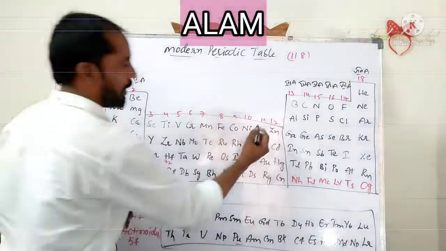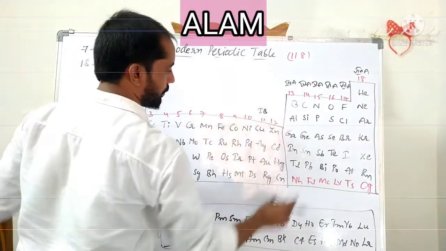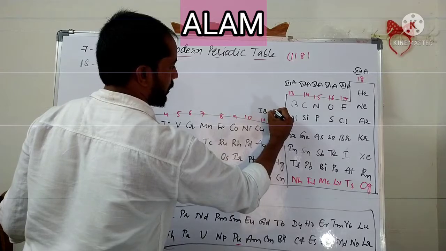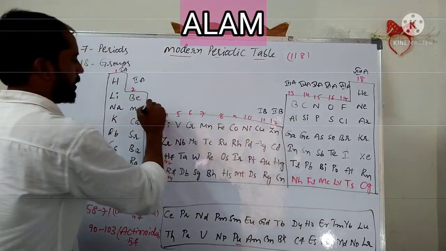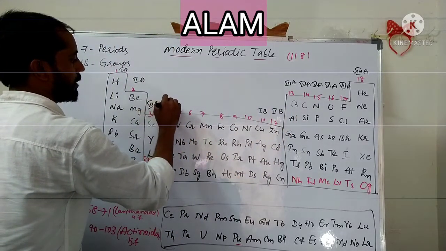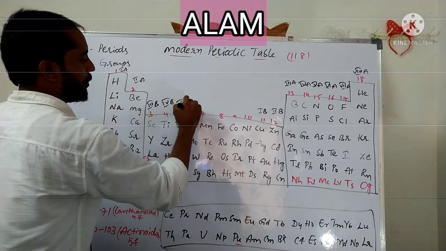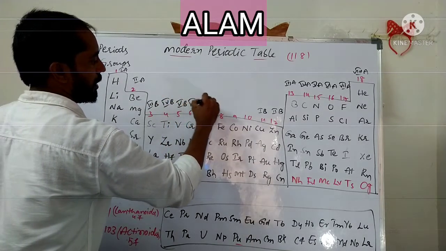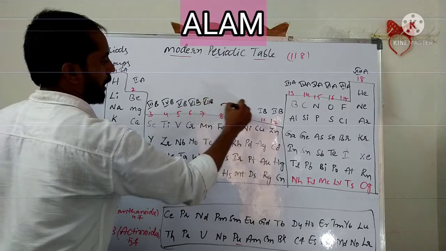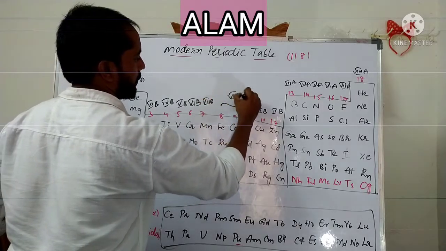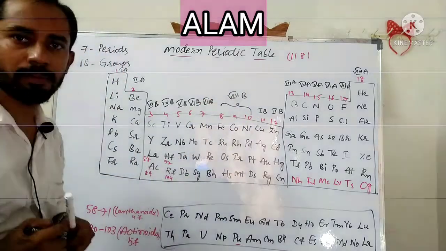Then what about B? Here the 11th group is 1B, and the 12th one is 2B. This is the 3rd B, this is the 4th B, 5th B, 6th B, 7th B, and the 8th, 9th, 10th come under 8th B. Okay.